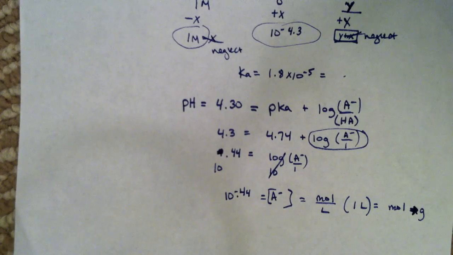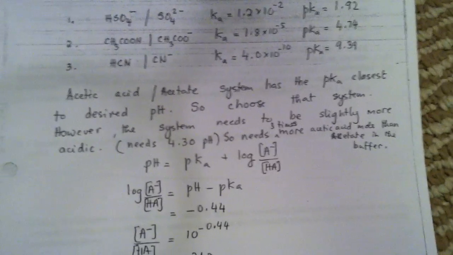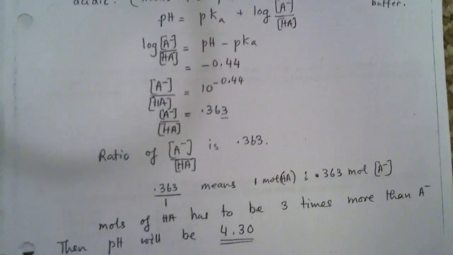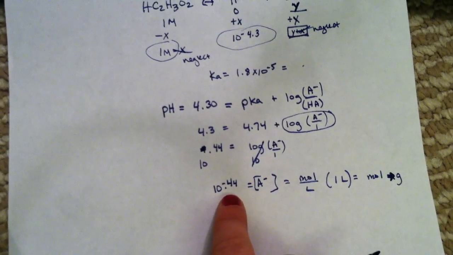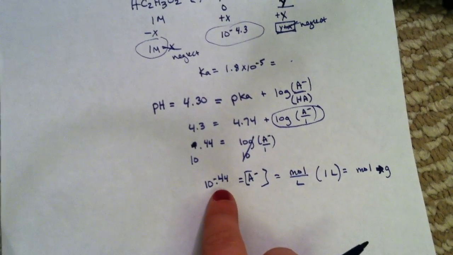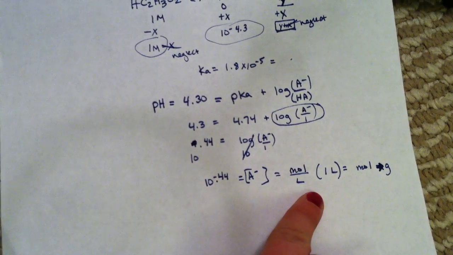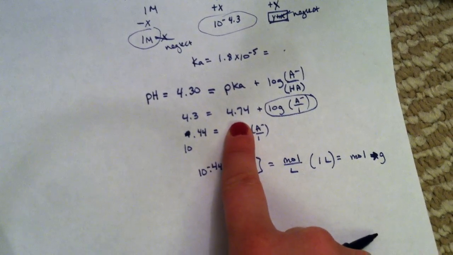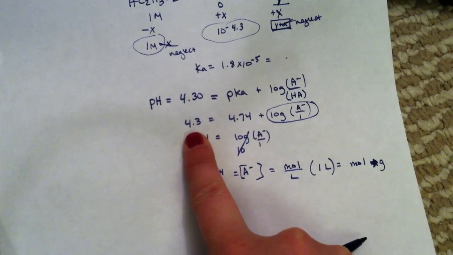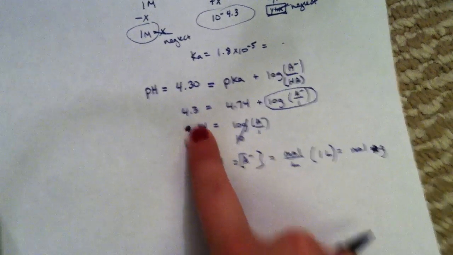If you didn't know, like in the problem that we looked at in class, anything about the molarity of the solution that we were given, we ended up with just getting a ratio. And we know that the ratios need to make sense. Like in this particular one, we're going to end up getting a number that's a decimal. If you raise 10 to the negative 0.44, it'll be less than 1. And that makes sense because when those two things are equal, it's 4.74. So if we want 4.3, we better have more HA than we have A minus.